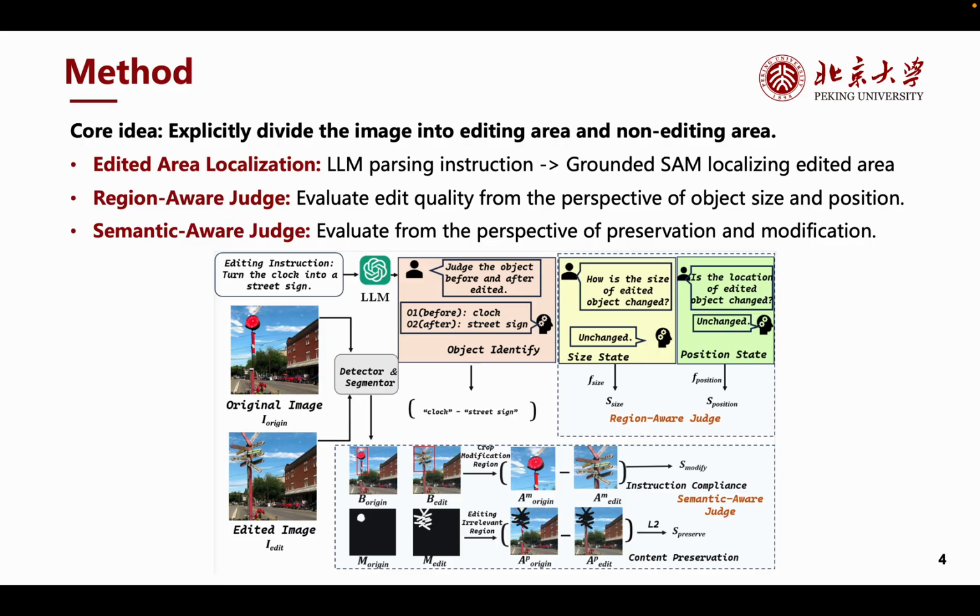To address these problems, we propose a new matrix for instruction-based image editing. The core idea is to explicitly divide the image into editing area and non-editing area. We first utilize large language model and grounded them to localized editing area. Then we conduct region-aware judge to verify whether the editing follows the instruction for region size and position. And for semantic-aware judge, we measure the conformity to editing instructions in the editing area and assess the preservation of the original image in the non-editing area.